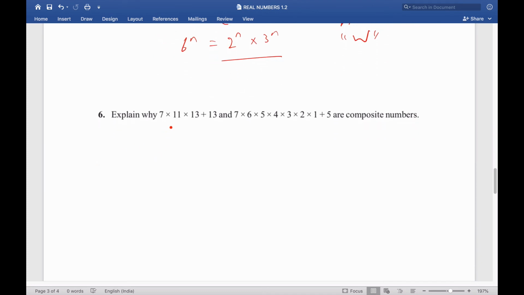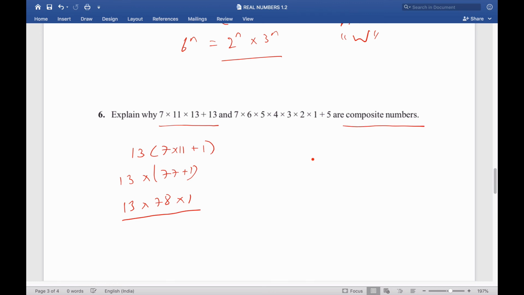Okay, so in part 6, let's first start with this one. This we can do in two ways. I can take 13 common and I will be left with 7 into 11 plus 1. So 13 into 77 plus 1, which is 13 into 78 and into 1. So it has three factors, thus it is a composite number. Let's move on to the next one.